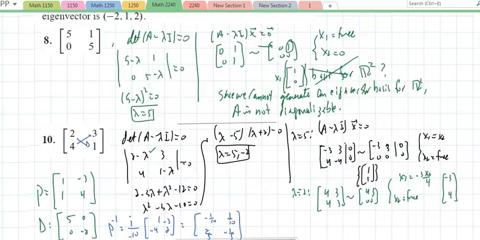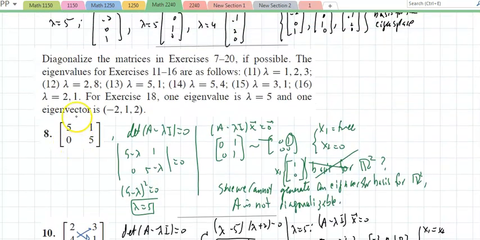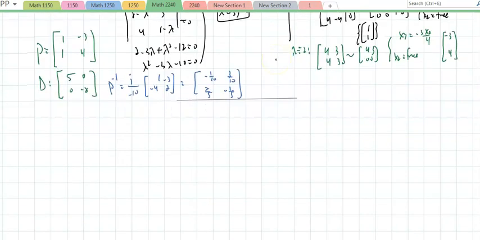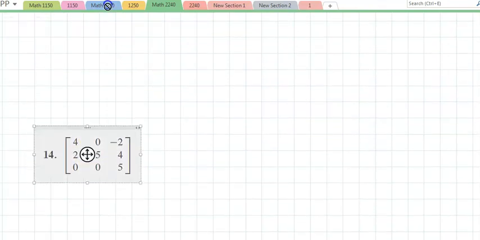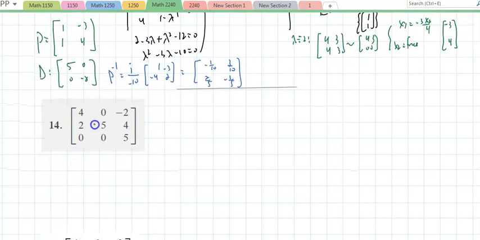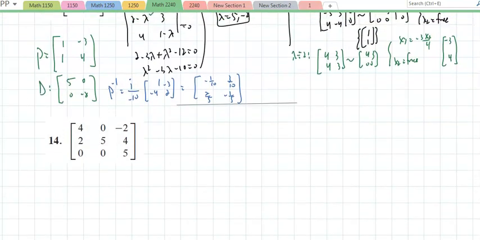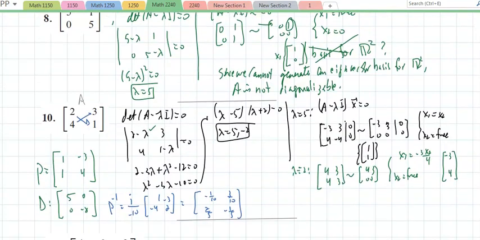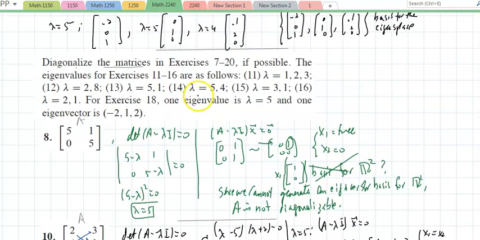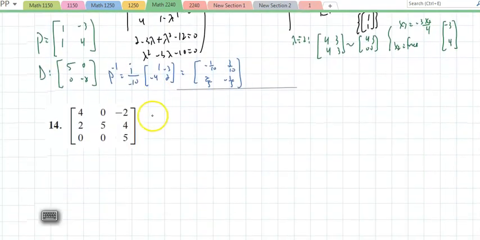So what do they want us to do in this case? They want us to take a matrix A and diagonalize the matrix if you can. The goal is for you to be able to multiply them out. And I want to do one more, number 14. They tell me what the lambdas are for number 14: lambda equal 5 and lambda equal 4.